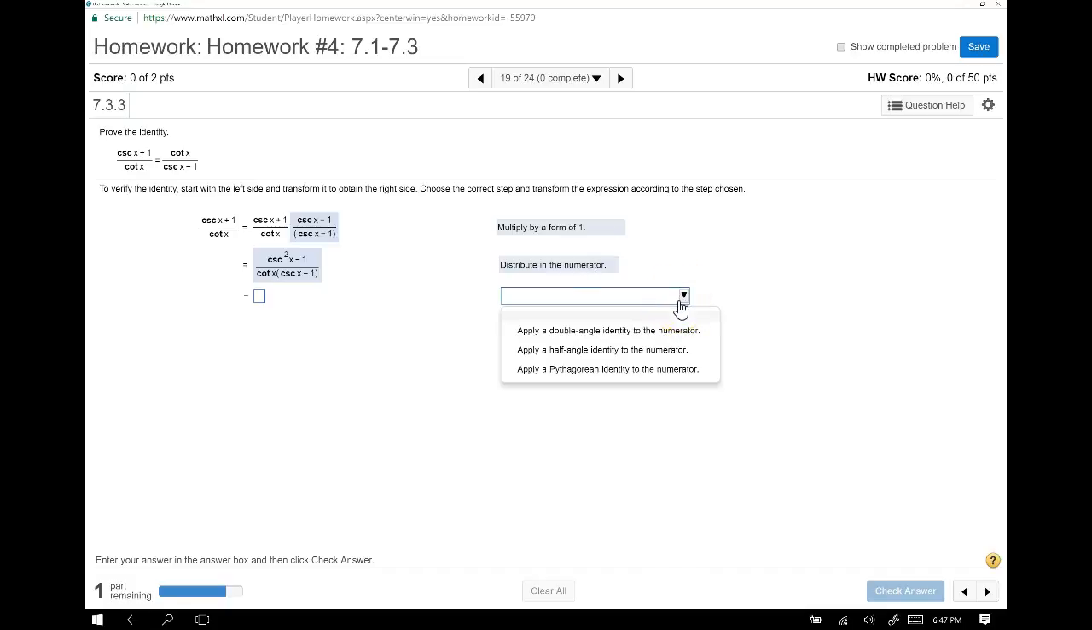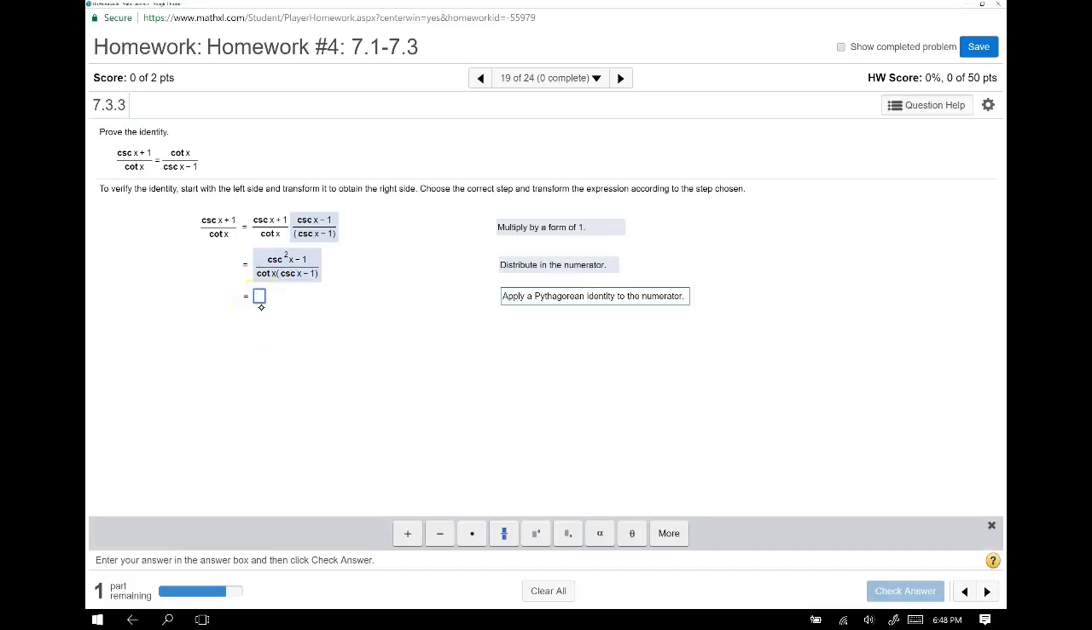So if you look at your options, add a double angle identity. No, we're not working with double angle identities here. We already said we're working with Pythagorean conjugates, so we're probably going to use a Pythagorean identity. No half angle identities. We've already said Pythagorean identity. So we're going to apply a Pythagorean identity to the numerator. So all we want to do is replace the numerator with the Pythagorean identity. Cosecant squared minus 1 is equal to cotangent squared.